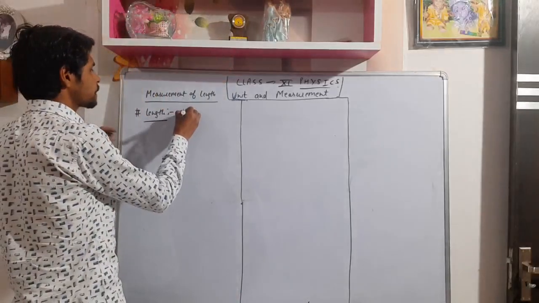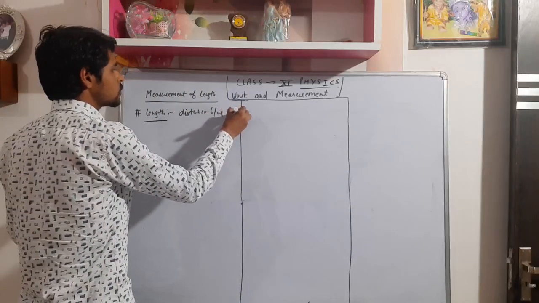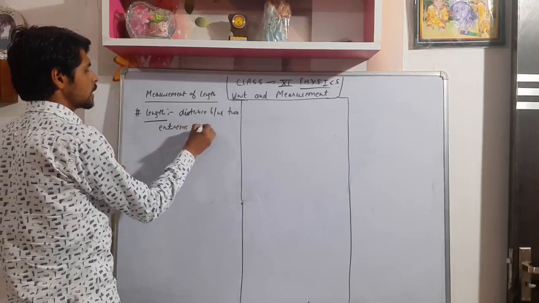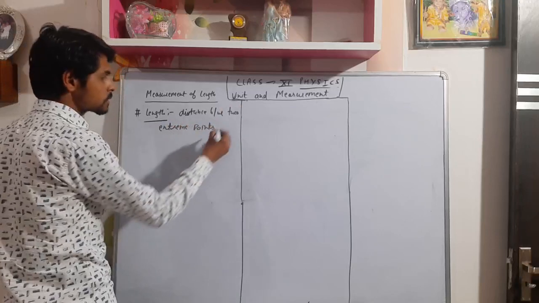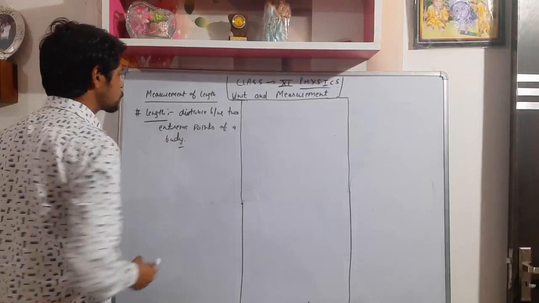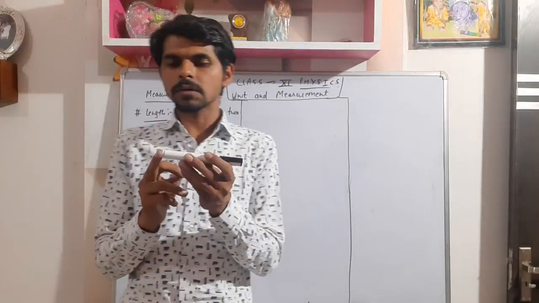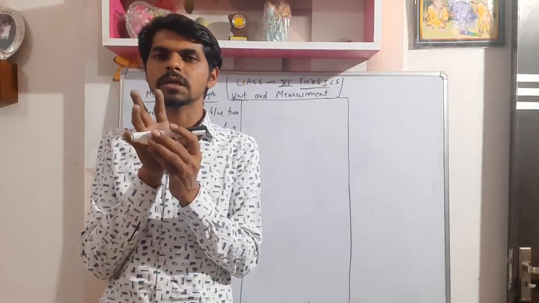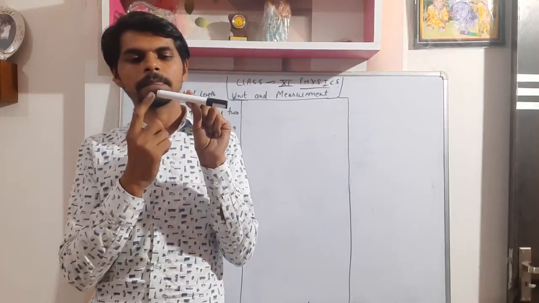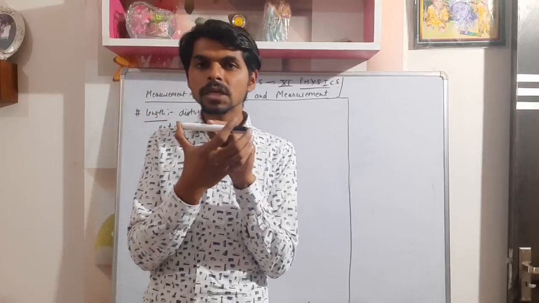Length is the distance between two extreme points of a body. The two extreme points of a body, we are taking the example of a marker. This is one extreme point, this is one extreme corner. The distance between these points is called its length. Okay, this is the definition of length.